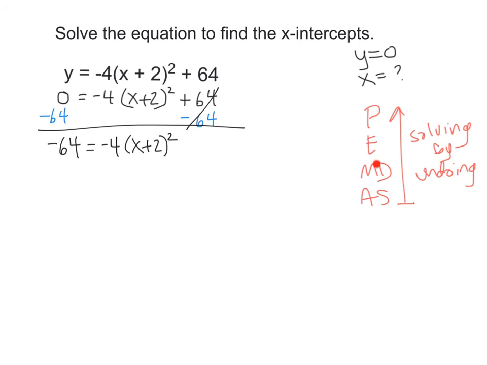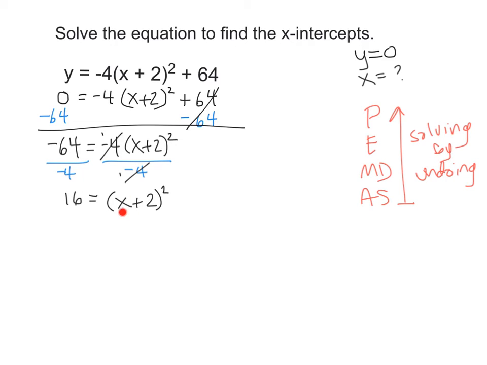Now we will multiply or divide. We have multiplication right in between here, so we need to divide both sides by negative 4 in order to get rid of that negative 4. So when we cancel that out, negative 4 divided by negative 4 ends up being 1 over 1. Now, negative 64 divided by negative 4 is 16, since a negative divided by a negative is positive 16. And now we have x plus 2 squared.